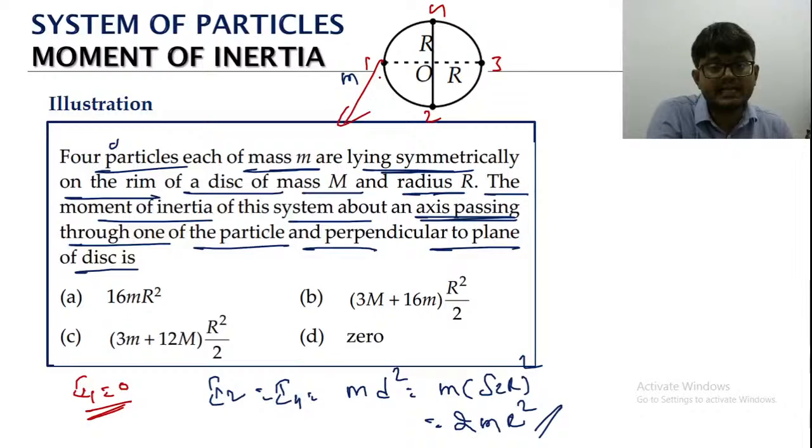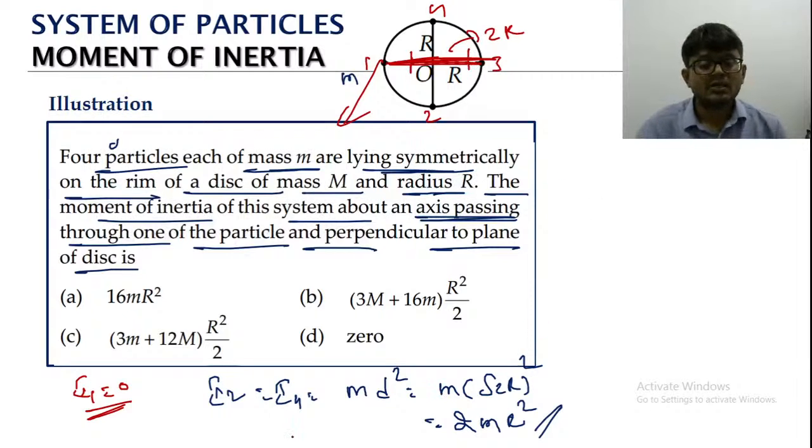So this is the axis, right? What is the distance of the third particle from the axis? This is 2r, because r and r are right. So I3 will be what? We should have small m, because small m is the mass of each particle. Small m into 2r the square. That is what? It is 4mr square.